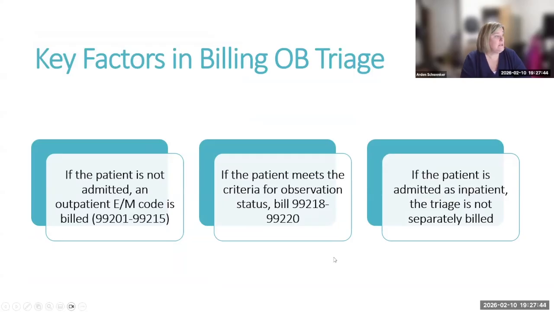So if they're not admitted and they're outpatient triage, it's an E&M code. If they meet the criteria for observation, then it's the observation codes.